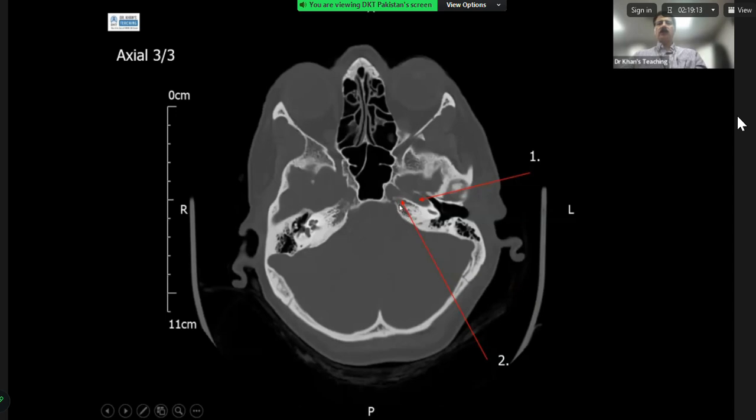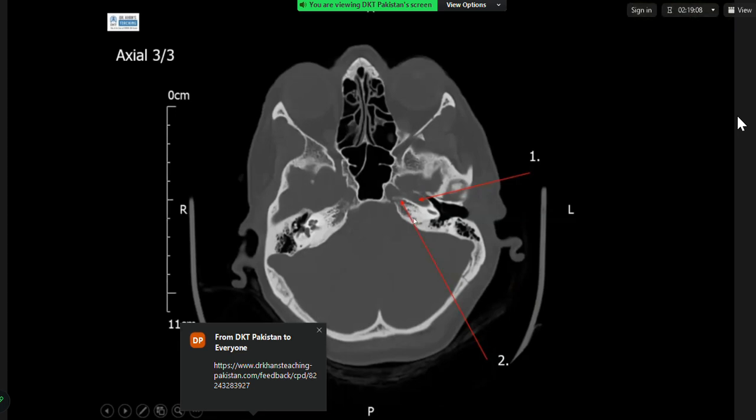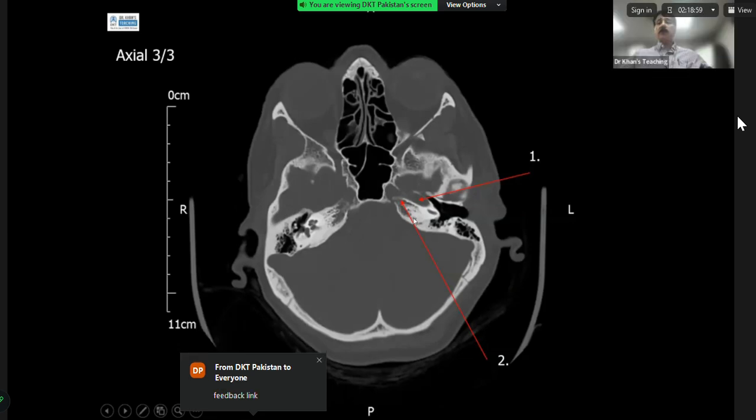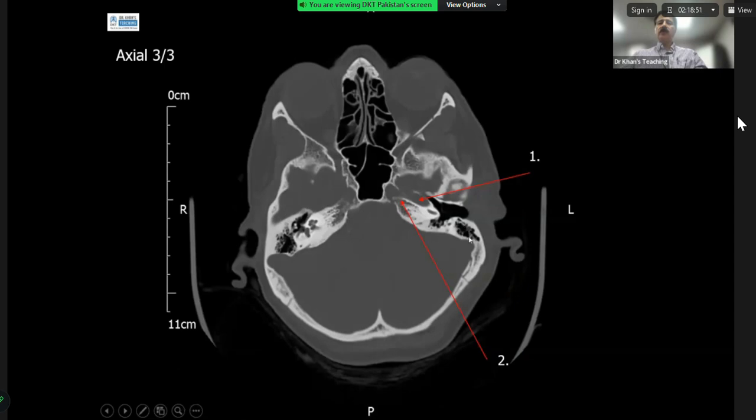Now, what is this where my arrow is? This is the apex of the petrous. So this is the petrous apex. Now, petrous apex, please remember, in various people can have various kinds of appearance because it can be pneumatized. So if you see here, these are mastoid air cells which have got air inside. In our patient there are no air cells, but in many patients you will see that there are air cells and you should not be confused about it.